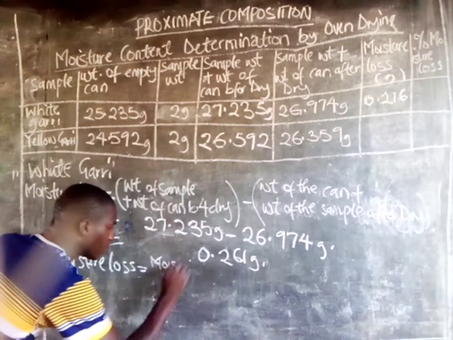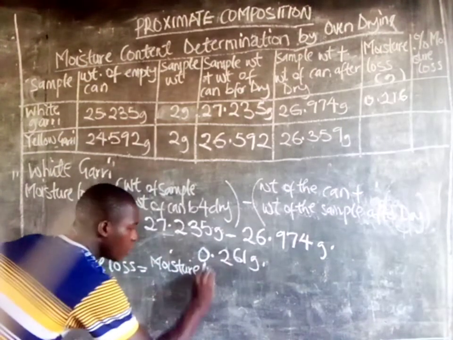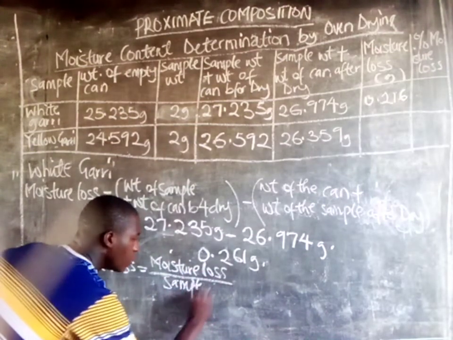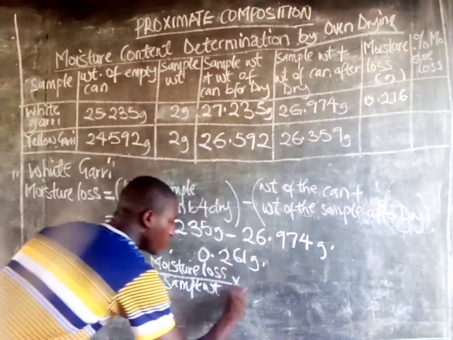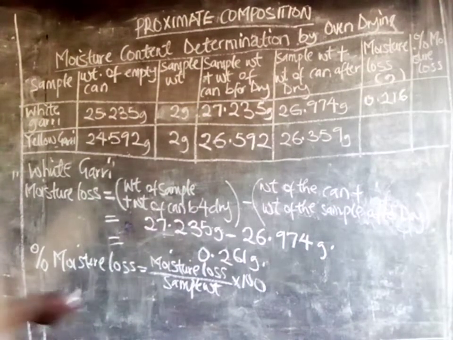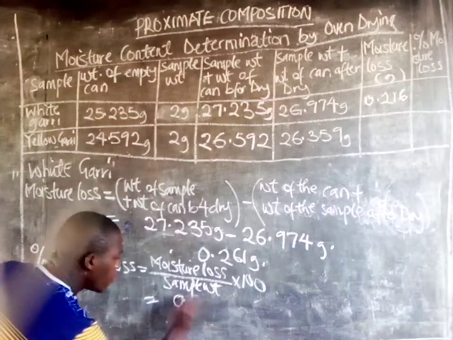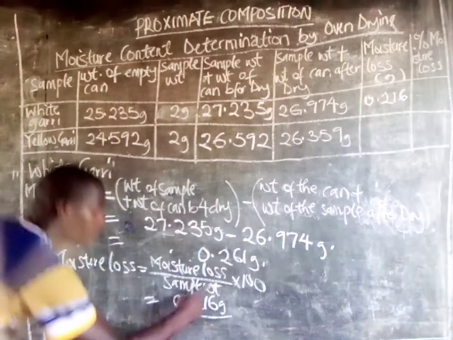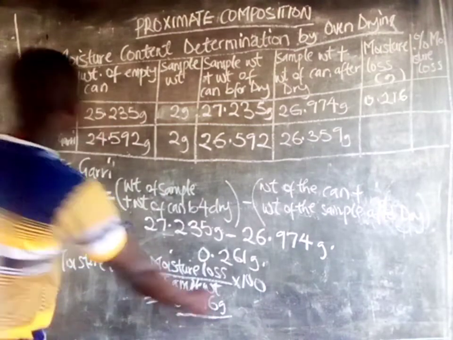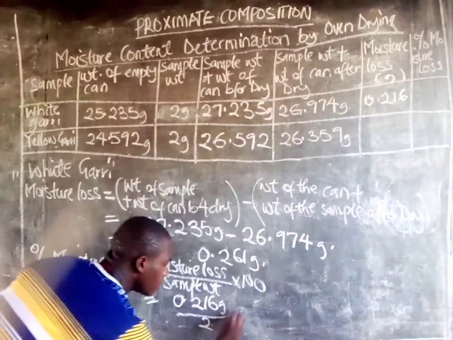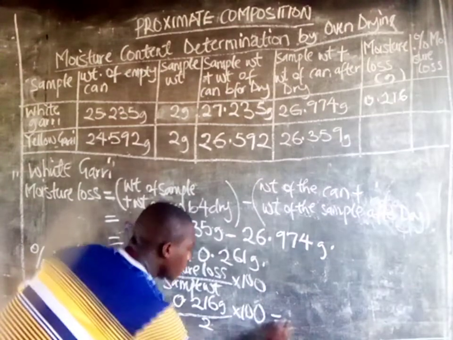So now you have moisture loss all over the sample weight times 100. And so now in this case, we have that the moisture loss was 0.261 gram divided by the sample weight. Now we had that the sample weight was 2 gram times 100. And this is equal to what?